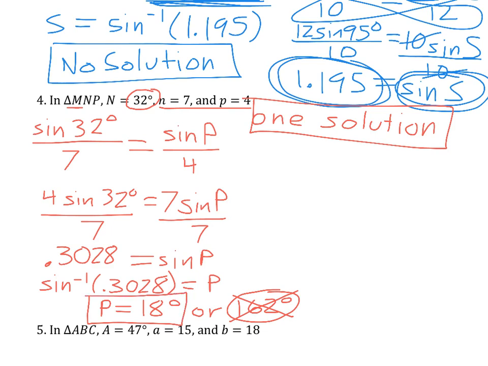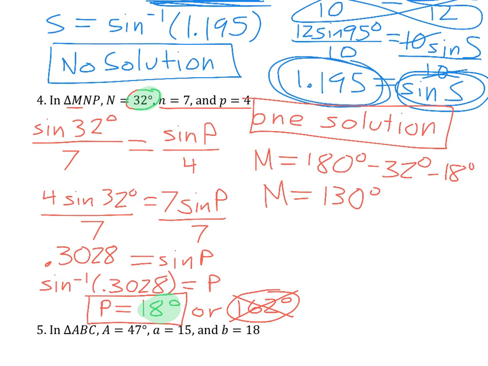And now, once you have two angles, you can easily find the third angle. So right now we have 32 degrees, we have 18 degrees, so those add up to 50 degrees. Remember, all three angles have to add up to 180. So what angle do we not have yet? We don't have angle M. So if we take 180, subtract the 32, and subtract the 18, that gives us that angle M is 130 degrees. So there's our second answer.